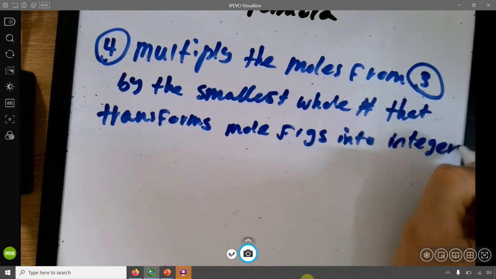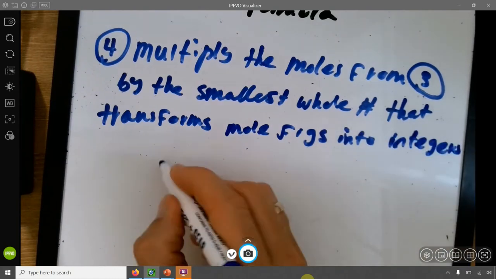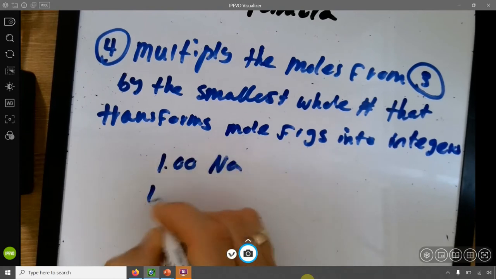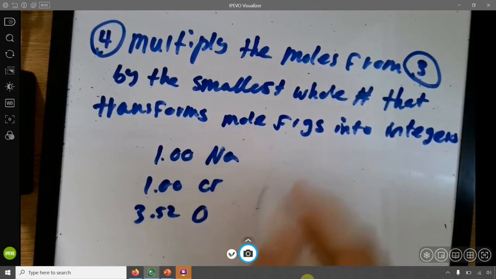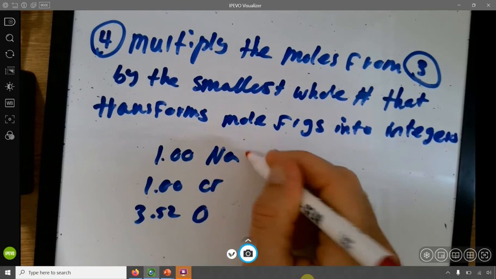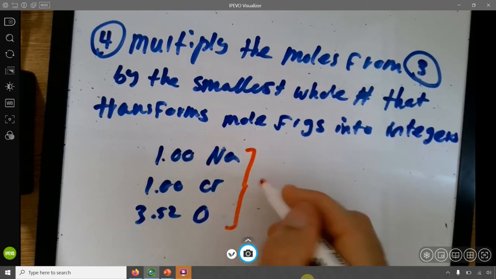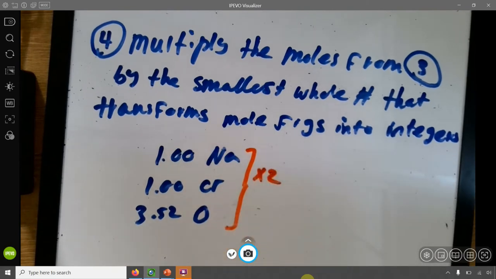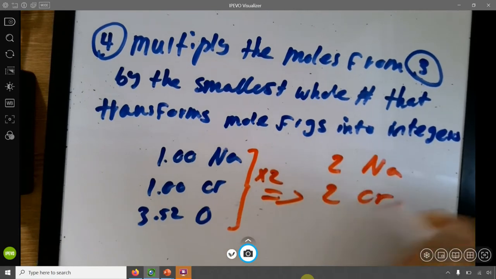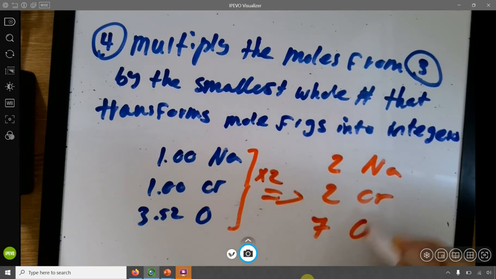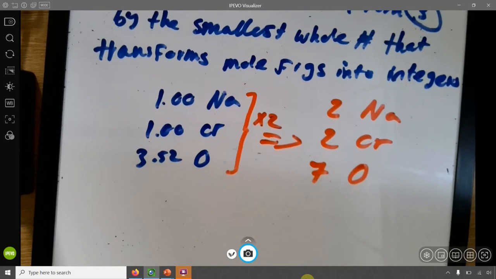Okay, so basically I had 1 from Na, 1 from chromium, and 3.52 of oxygen. What I will do now to try to get them all into integers is multiply everything by 2. Okay, and when I do that, I get 2 Na, 2 chromium, and about 7 oxygen. Okay, it's okay. 7.03 or 7.04, whatever. That's going to be close enough to 7.